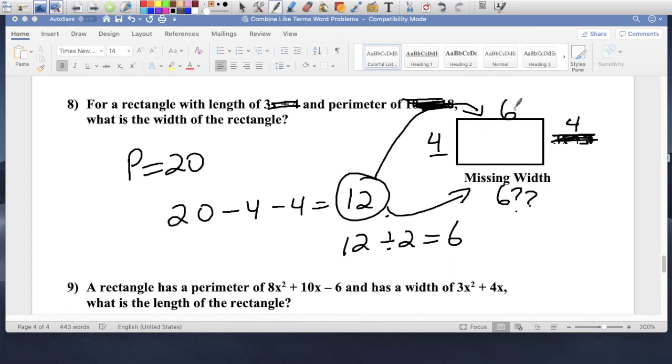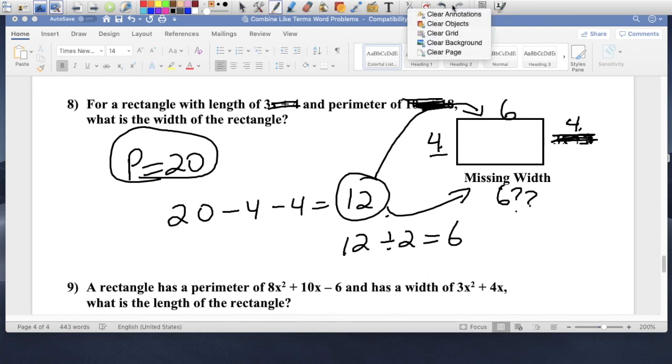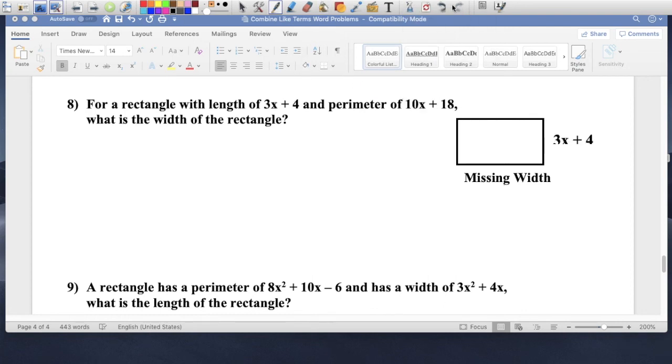Well, you can always double check. 6 plus 4 is 10. 10 plus 6 is 16. 16 plus 4 is 20 again. Isn't that what we wanted? That's exactly what we wanted. So let's do that with expressions.